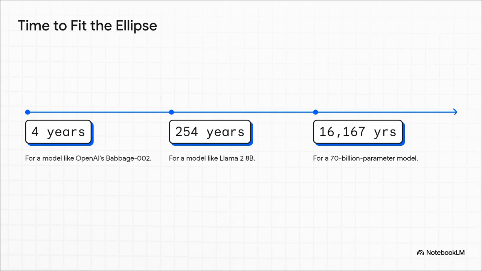Okay, let's dig into why it's infeasible. What would an attacker have to do? Okay, so the only real attack vector is to try and steal the ellipse parameters.